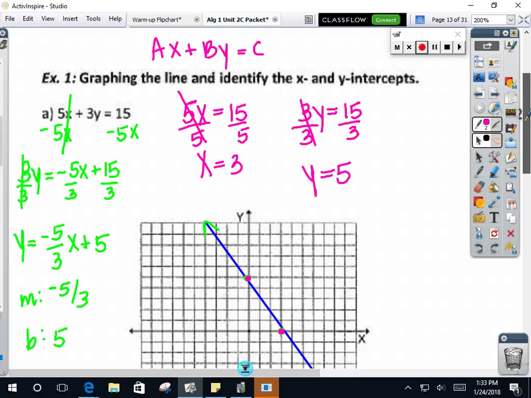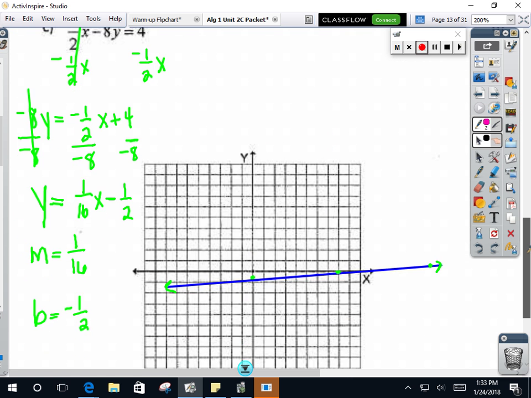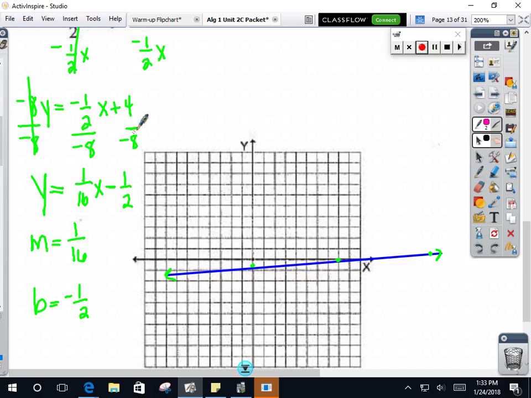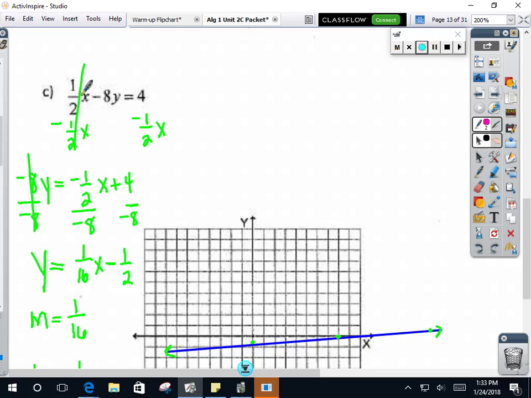Okay, so now let's look at C and do it with this method. Okay, because see how when we rearranged this one, it got pretty messy while rearranging it, and then we couldn't even fit it on the graph by going with the original slope. So now let's do it with the new method. 1/2 x is your AX, 8y is the BY, and then 4 is the C. So this one's in standard form. So I'm going to take the 1/2 x and equal it to 4, and I'm going to take the negative 8y and equal it to 4.